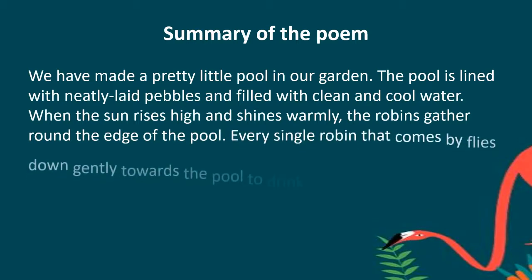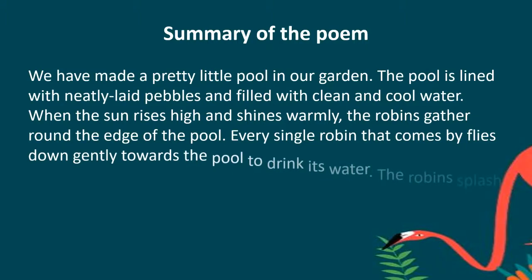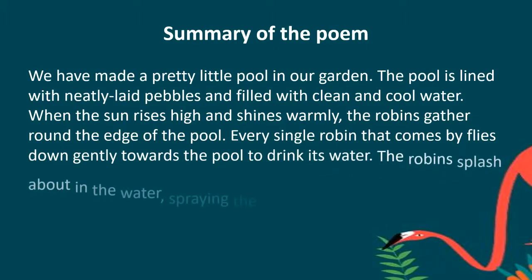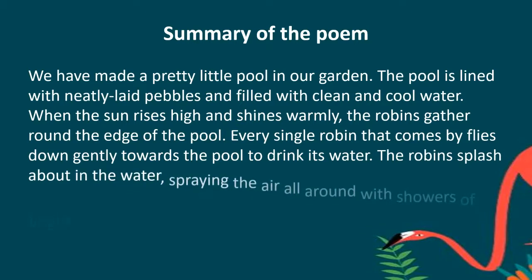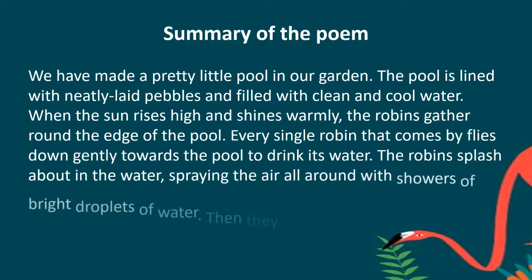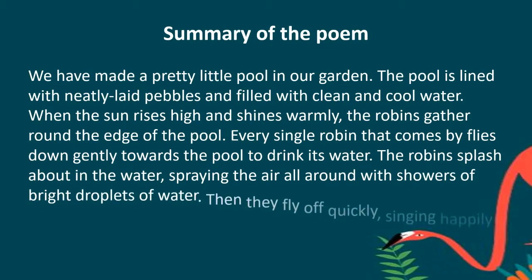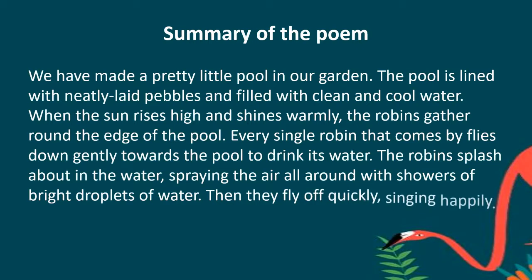Every single robin that comes by flies down gently towards the pool to drink its water. The robins splash about in the water, spraying the air all around with showers of bright droplets of water. Then they fly off quickly, singing happily. So, in this poem, the poet Evelyn Stein is describing what the birds do in her little garden pool.